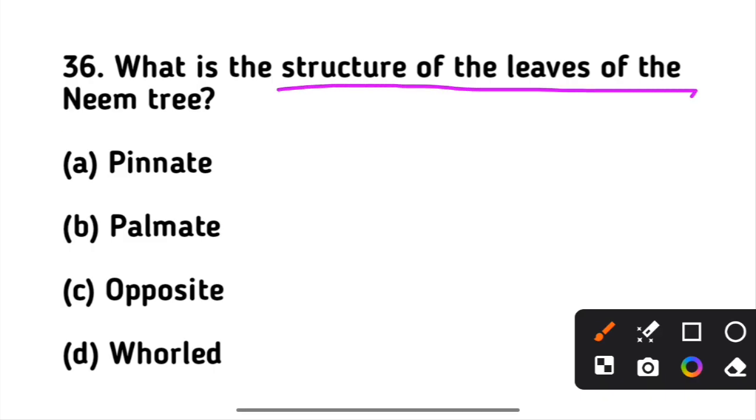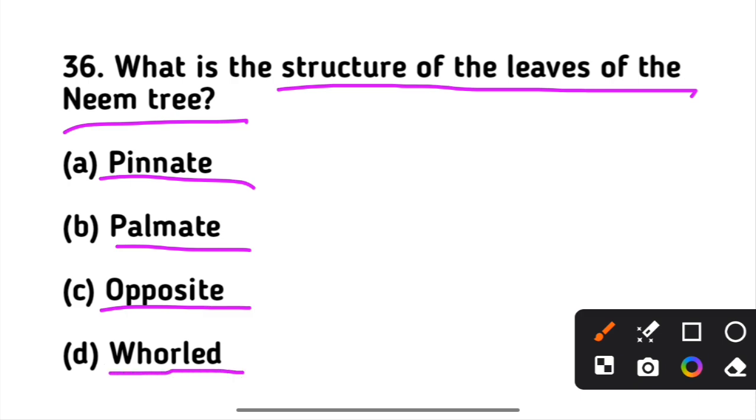Next question. What is the structure of the leaves of the neem tree? Options: pinnate, palmate, offset, whorled. Option A is correct, pinnate. What is the structure of the leaves of the neem tree? Option A is correct, pinnate.